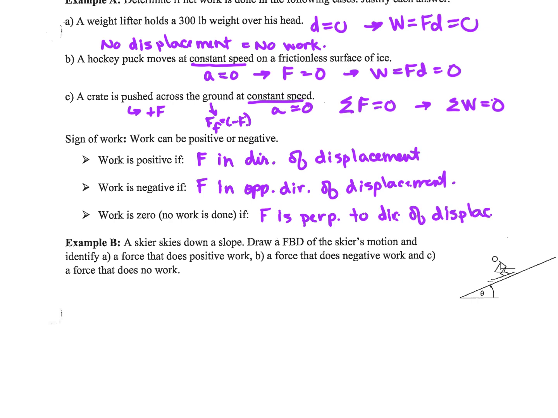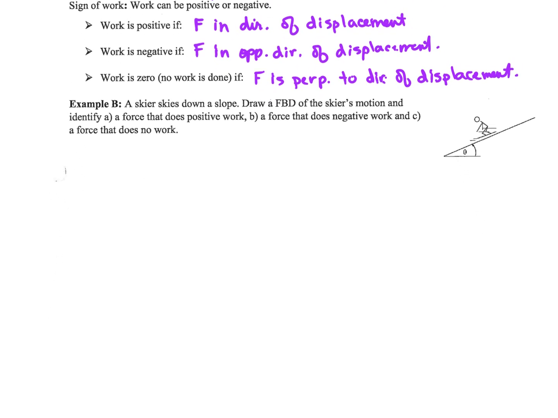Okay? So now, a skier skis down a slope. It says draw a free body diagram of the skier's motion and identify the force that does positive work, a force that does negative work, and a force that does no work. Okay, so what's the free body diagram going to look like here? Free body diagram for this guy going down. Yeah, free body diagrams are not going away. So what do we know? We have the force due to gravity, or weight. We have a normal force here. And we have what? Frictional force, don't we? Going this way. Okay, well, the skier is going which direction? His direction, or its acceleration, is going down the slope there.